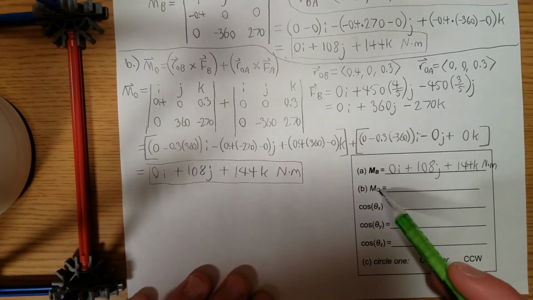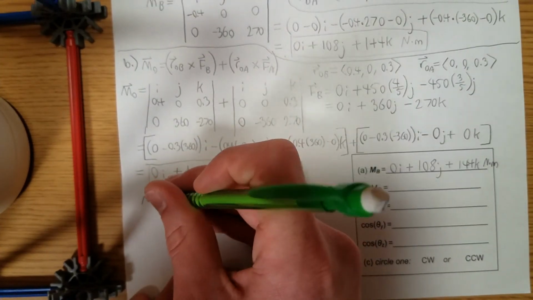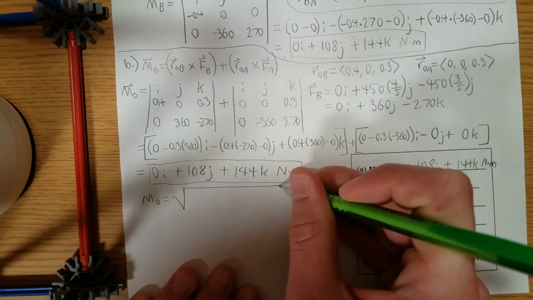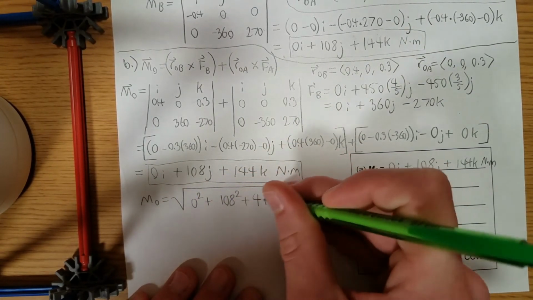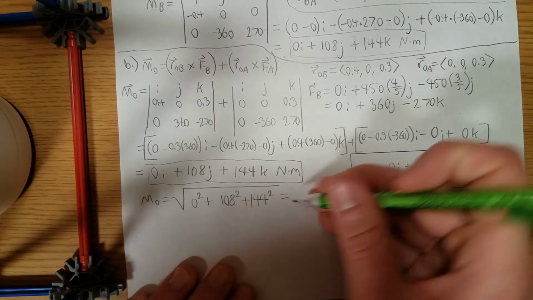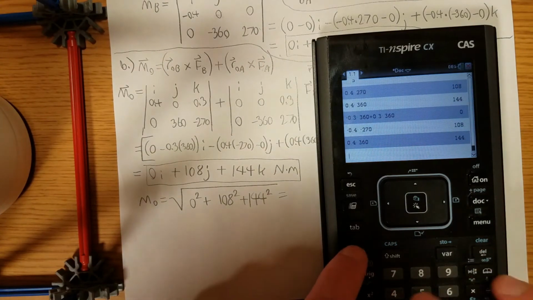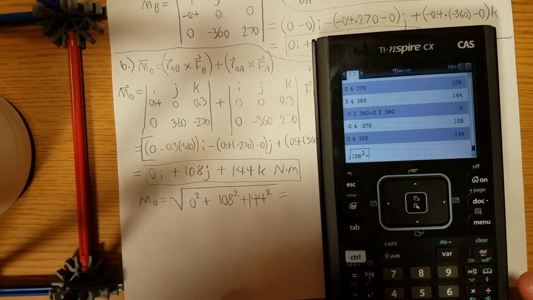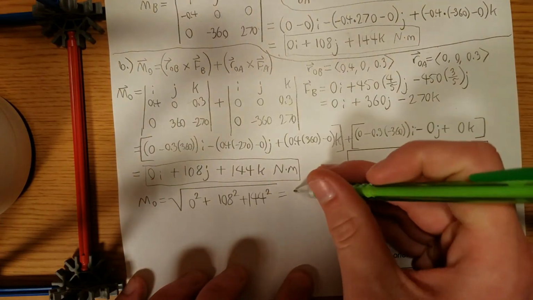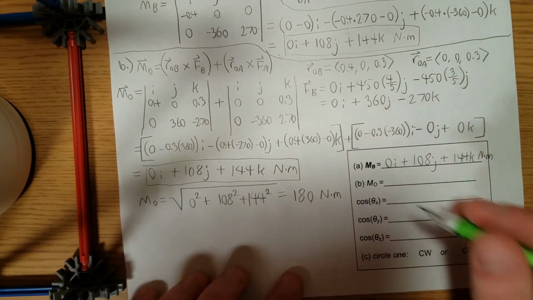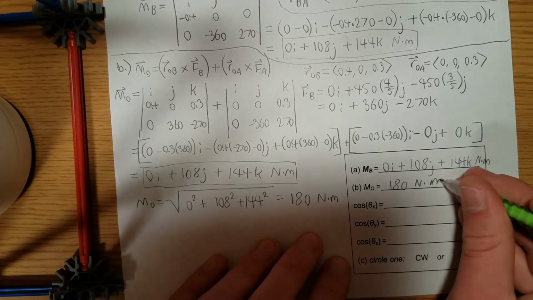We wanted this in magnitude. So that's really easy. All you do is you use Pythagorean theorem. 0 squared plus 108 squared plus 144 squared. That's going to be equal to, let's get the square root, 108 squared plus 144 squared. That gives us 180 Newton meters. We'll write that in our answer box here.